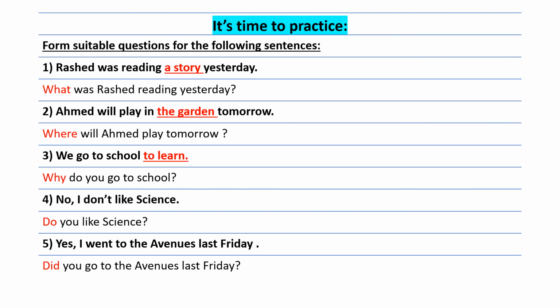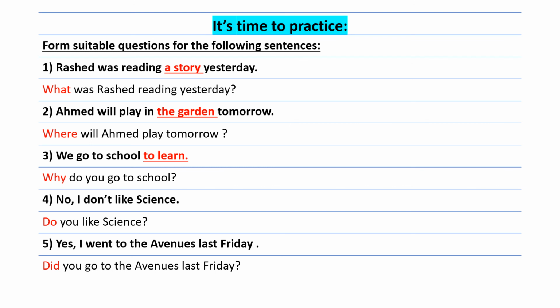Number two, Ahmed will play in the garden tomorrow. So here I want to ask you about the garden, about the place. So we will use where. So it will be, where will Ahmed play tomorrow? Okay, number three, we go to school to learn. Here we want to ask about the reason. Why do you go to school? Because I want to learn.